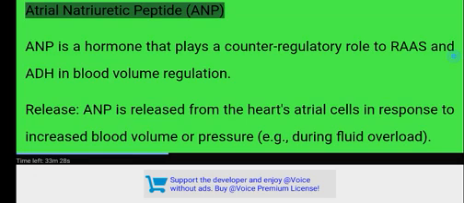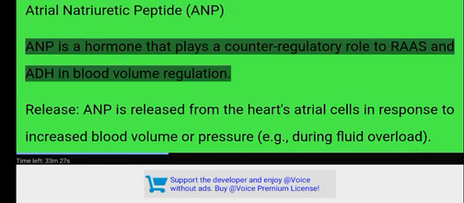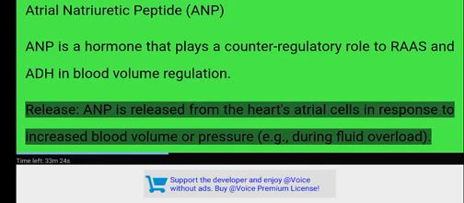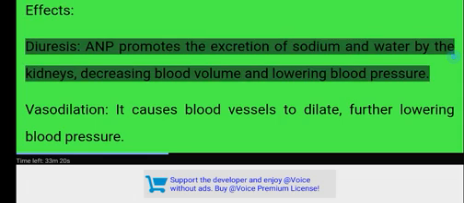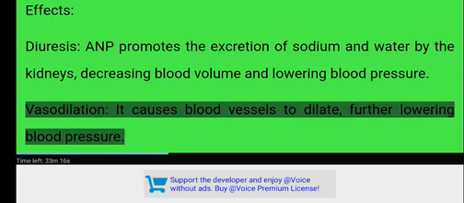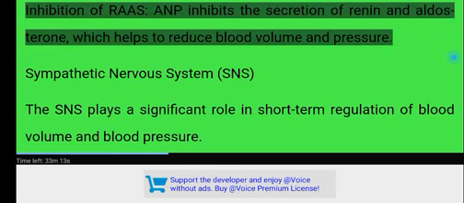Atrial natriuretic peptide, ANP. ANP is a hormone that plays a counter-regulatory role to RAS and ADH in blood volume regulation. Release. ANP is released from the heart's atrial cells in response to increased blood volume or pressure, e.g., during fluid overload. Effects. Diuresis. ANP promotes the excretion of sodium and water by the kidneys, decreasing blood volume and lowering blood pressure. Vasodilation. It causes blood vessels to dilate, further lowering blood pressure. Inhibition of RAS. ANP inhibits the secretion of renin and aldosterone, which helps to reduce blood volume and pressure.